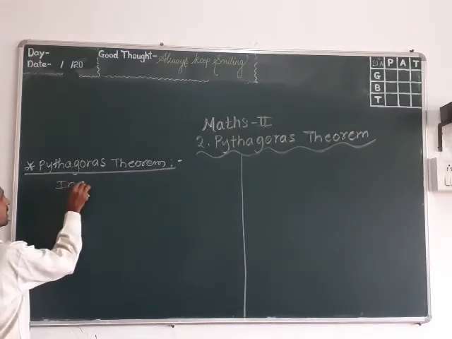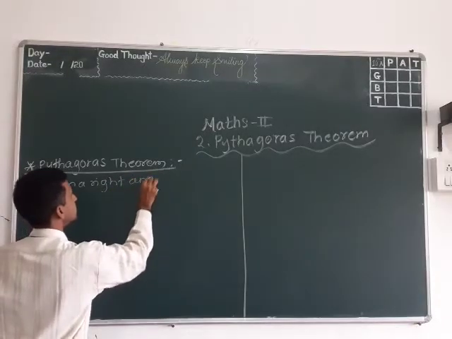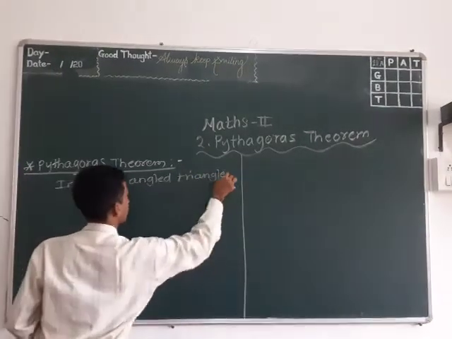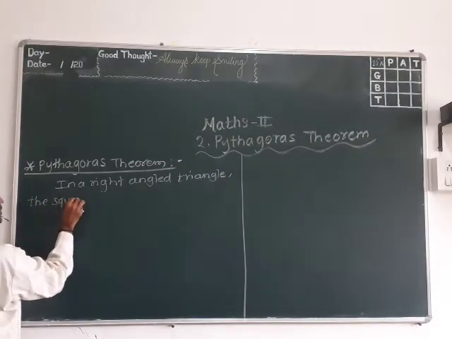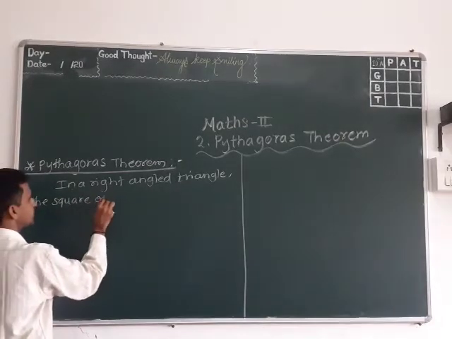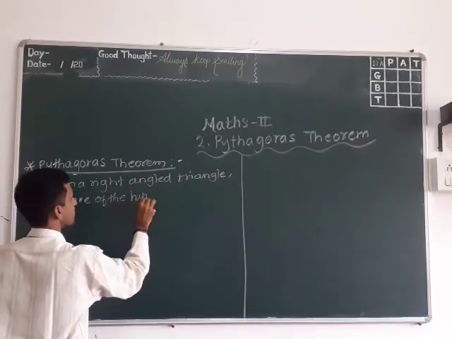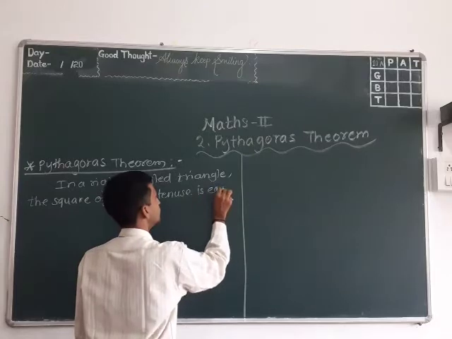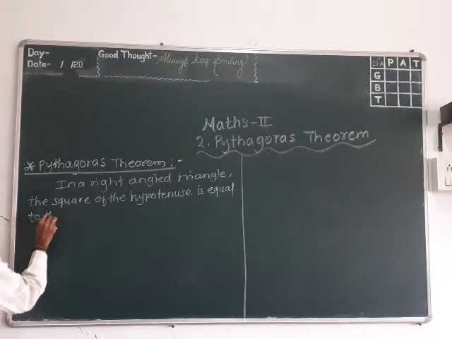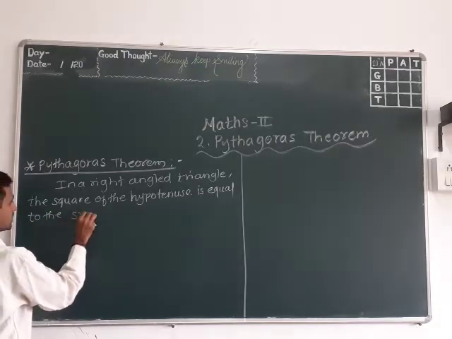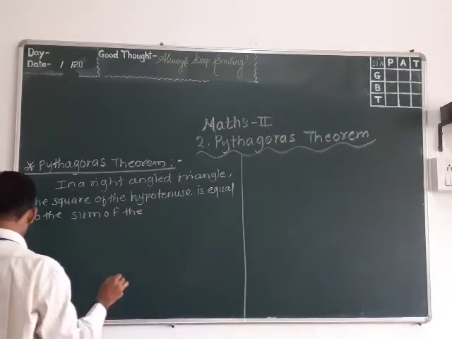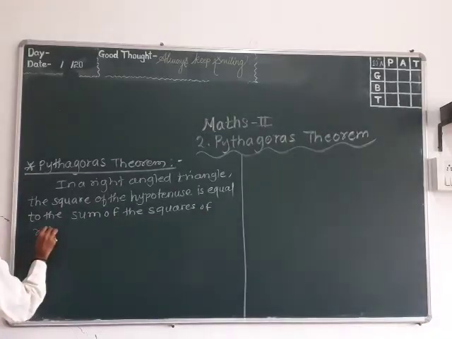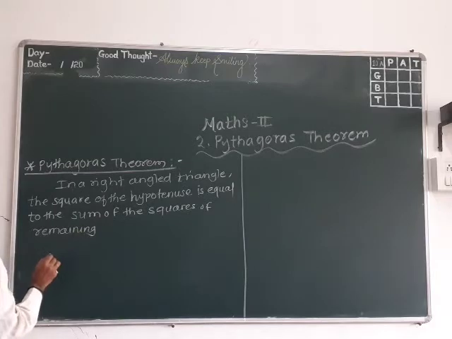We are going to learn the Pythagoras theorem. In a right angle triangle, the square of the hypotenuse is equal to the sum of the squares of the remaining two sides.